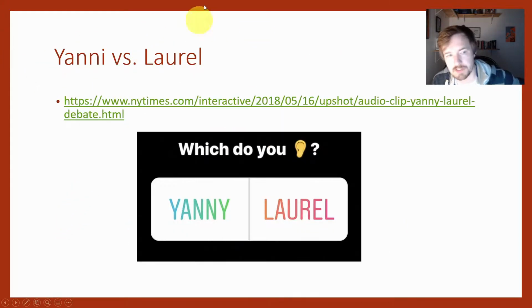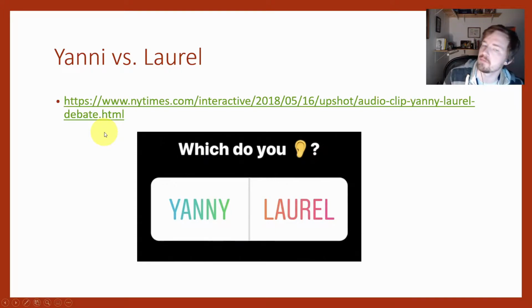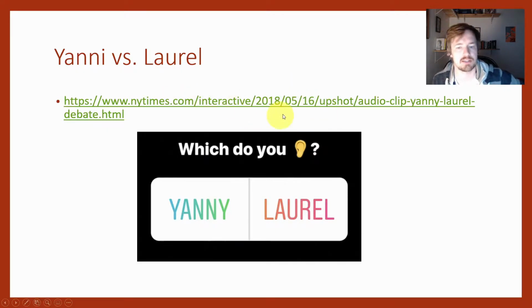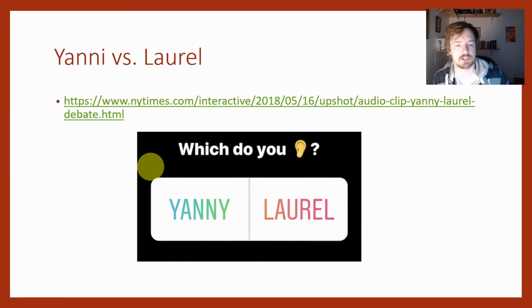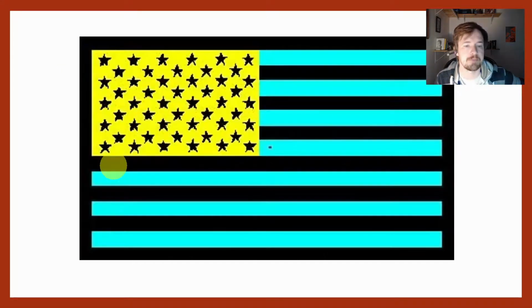The Yanni versus Laurel debate, this is a little bit newer than the blue and black dress. As you can see, this is from the summer of 2018. But if you don't remember this, you can click through it here. We'll talk more about this in the semester too. But basically there's a sound that plays, and some people hear it as Yanni, and some people hear it as Laurel. And it's kind of a fun little exercise. And we'll talk about how that works in chapter 11 when we start talking about music and speech perception.